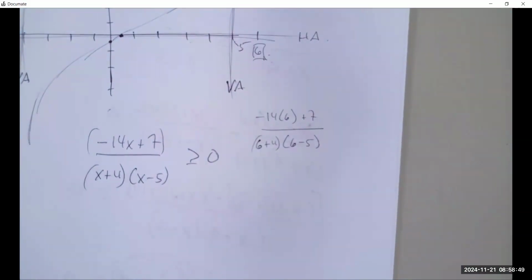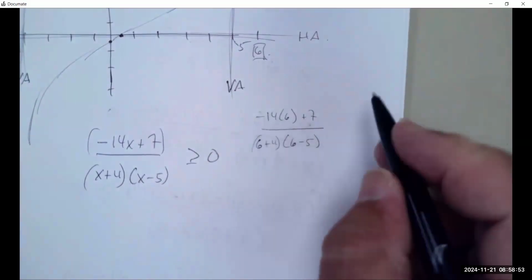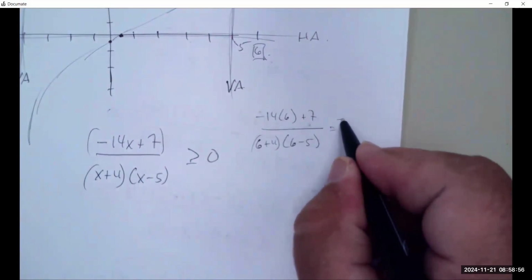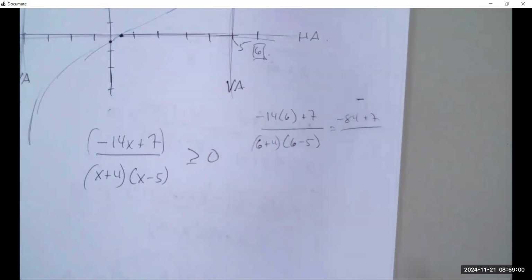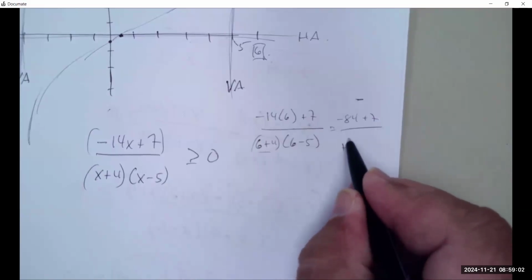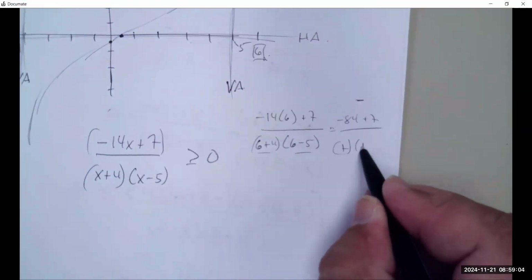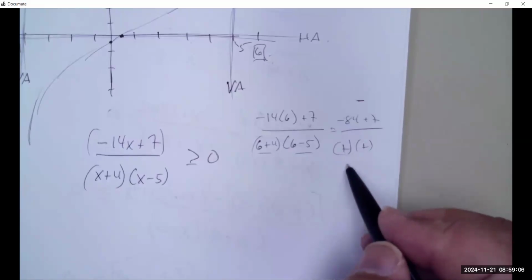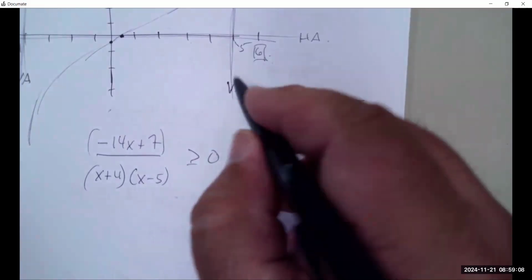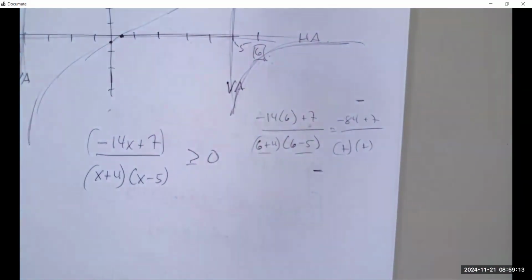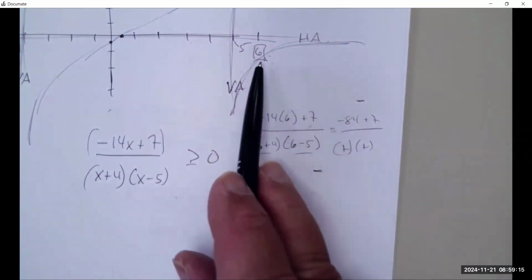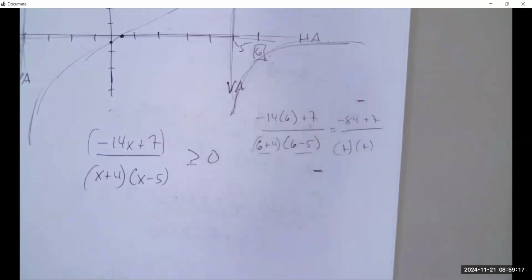I don't care about the number. All I care about is, is it positive or negative? On top, negative 14 times 6 makes negative 84, plus 7, so the top is going to be negative. This is positive. This is positive. So negative divided by positive is negative. So that means down here is where this graph goes. Because the answer at 6 is going to be negative, it's got to be down there.